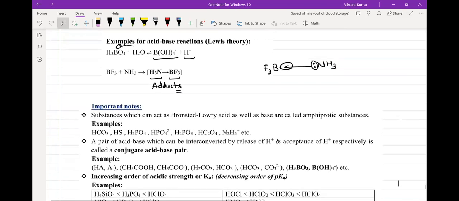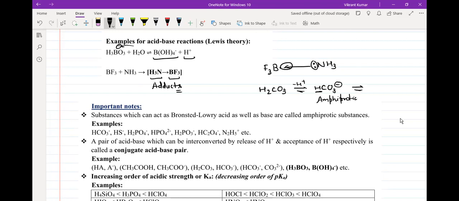a substance that works as a Bronsted-Lowry acid as well as a Bronsted-Lowry base will be called amphiprotic. That means it will have an acidic hydrogen as well as a lone pair. So if I want an easier method to get an amphiprotic substance, it is to take a polyprotic acid or polyacidic base. Like I have taken H2CO3, and remove one H plus from it, and we get HCO3 minus. Now it still has an acidic hydrogen and it has a lone pair also, and that's why this will become amphiprotic.